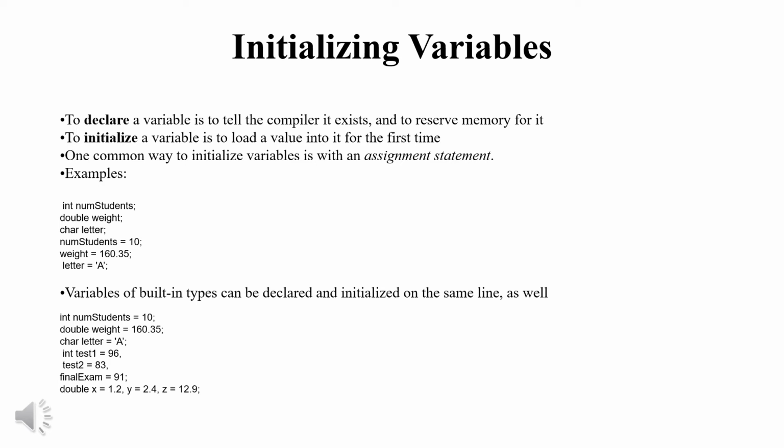So as you see here, declaring the variable and initializing the variable have been done in two separate steps, but you can make your code more compressed and cleaner. How? By declaring and initializing the variables all in one step, right? So, as you see in this example below, int numStudent equals 10, or double weight equals 160, right? And so on. You see the other examples as well. So that's how you can initialize your variable.